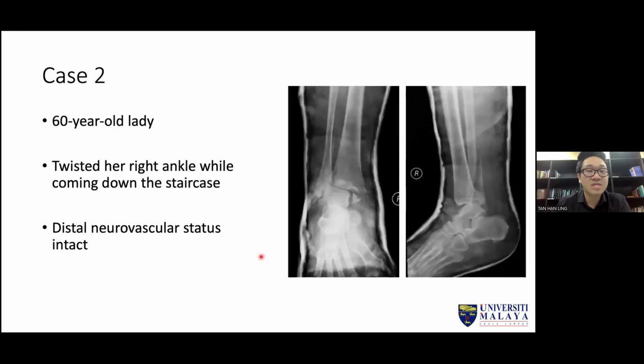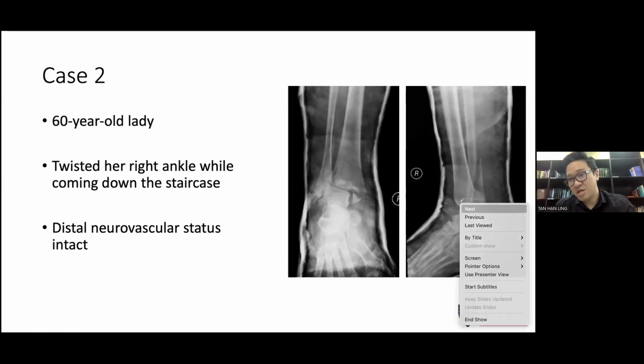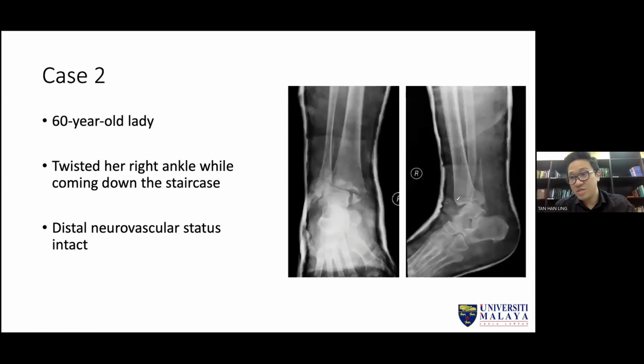Second case is something slightly more challenging and more difficult. In a sense, it's a 60-year-old lady who twisted her right ankle while coming down the stairs, the same way. After the injury, the patient was unable to weight bear. So as you can see here, this is the articular cartilage. This is the articular surface of the patient. And this is another one that has been opened up. On top of that, this articular fragment, supposed to be down here, has been pushed up there.